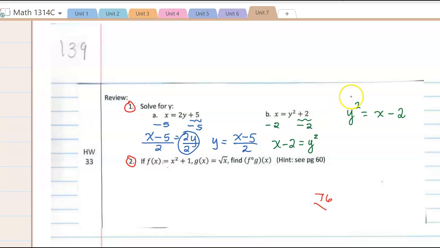We learned that if we have an exponent of 2, we can take the square root of both sides. And don't forget to use plus or minus. This is the square root property. So in that case, we will have y on this side, and over here we will have plus or minus the square root of x minus 2.